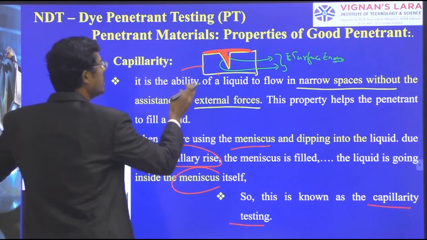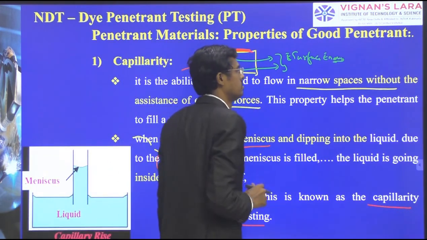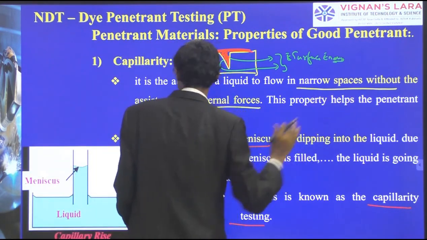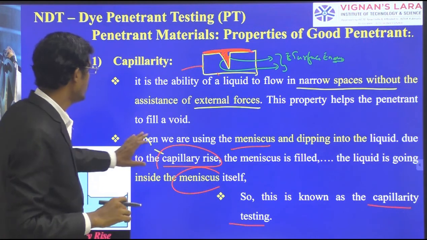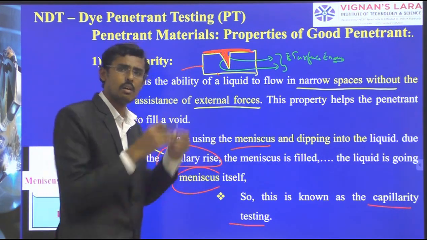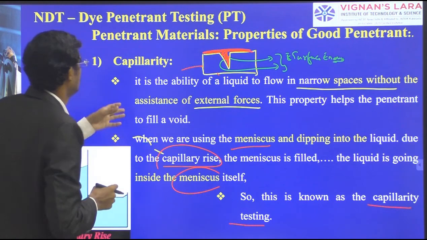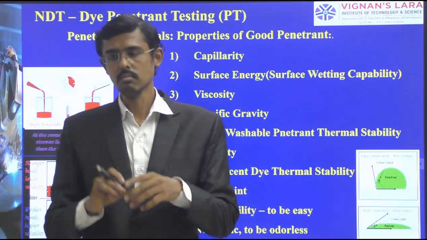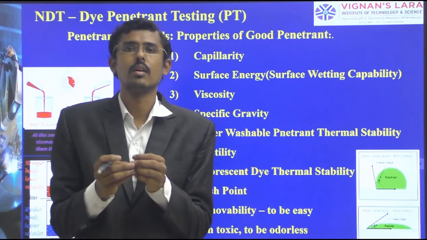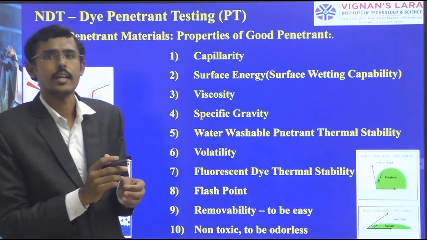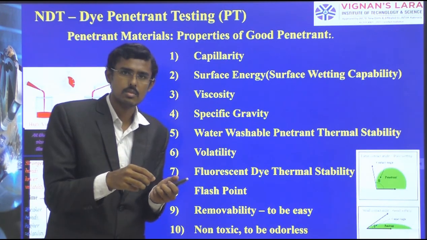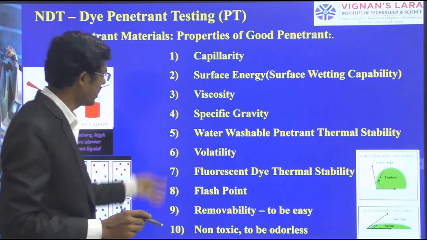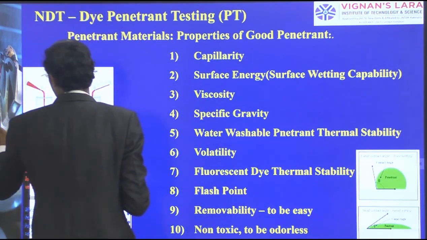See, it is the ability of the liquid to flow in a narrow space without the assistance of external force. This property helps the penetrant to fill the void. When we dip meshes into the liquid, all this comes out automatically. So this is one of the important parameters we understand. Both wettability and non-wettability depend upon this contact angle, and the capillary force action is also involved. So we have to see some of the properties of a good penetrant.